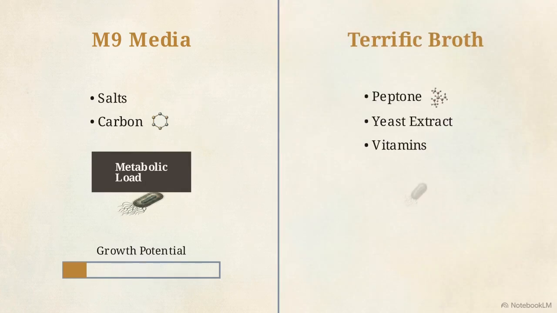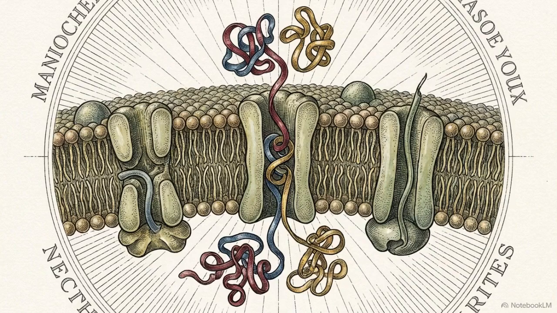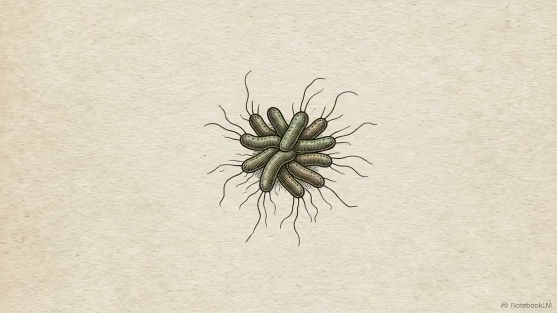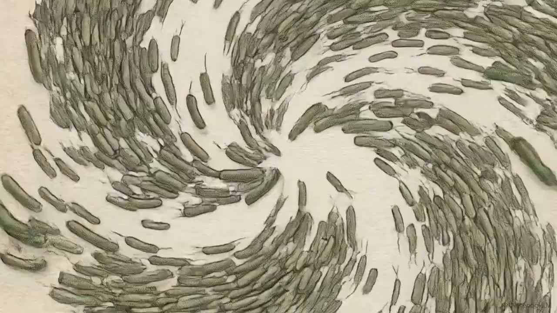By contrast, rich media formulas like terrific broth use a very different biochemical strategy. Supplying pre-formed amino acids and vitamins through yeast extract and peptone completely bypasses the cell's metabolic burden. This ultra-rich environment completely removes standard limits on cellular growth, driving explosive bacterial multiplication and massive protein overexpression.